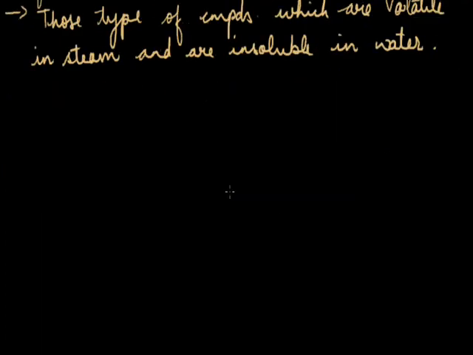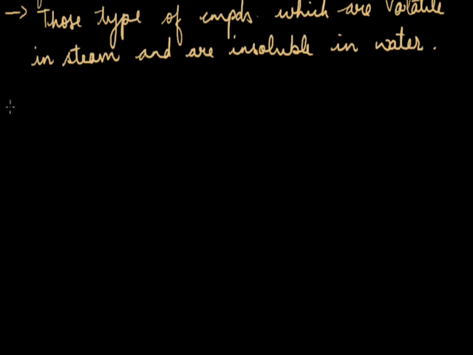Okay, which are volatile in steam means when steam is passed through them, steam has a lot of energy in it. It has high temperature. So these compounds will be volatile in steam, means they will form vapors. Okay, and with the formation of vapors, they will be getting separated. Secondly, they should be insoluble in water. That is, these compounds should not be soluble in water. If they are soluble, they will not be easily separated, and this method will not be useful for them.